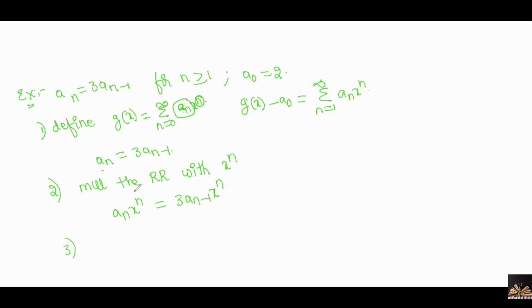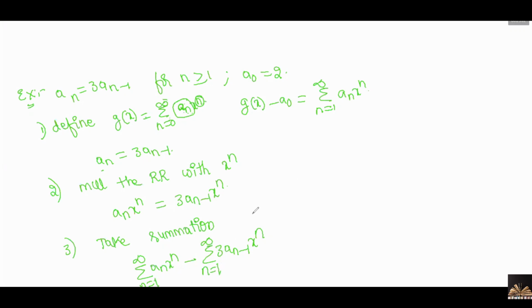The next step is you need to apply the summation, because summation of an into x power n is the format of g of x. So apply the summation on both sides. What you will get is summation of an into x power n is equal to summation of 3an minus 1 into x power n. Now what are the limits for this n? The upper value is always infinity. The lowest value is 1, since n is greater than or equal to 1.